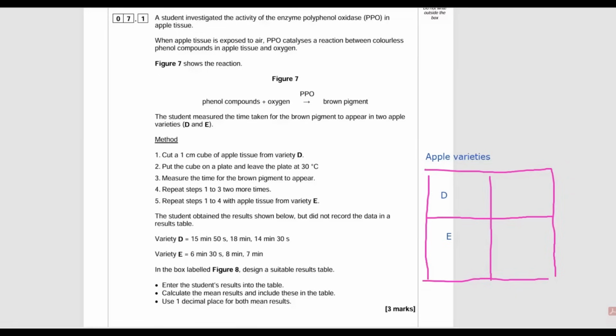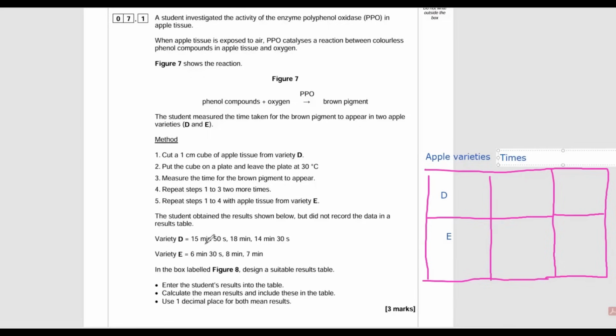Okay, what we're going to do here is add a third column for our mean. So we're going to write apple varieties, and then we want times. Now, we've got a little bit of a problem here. We have to make a choice.